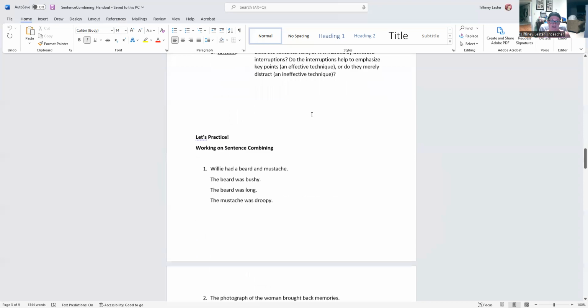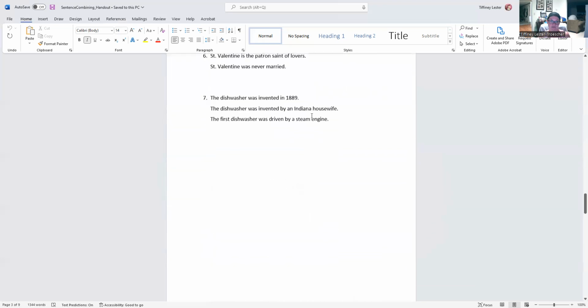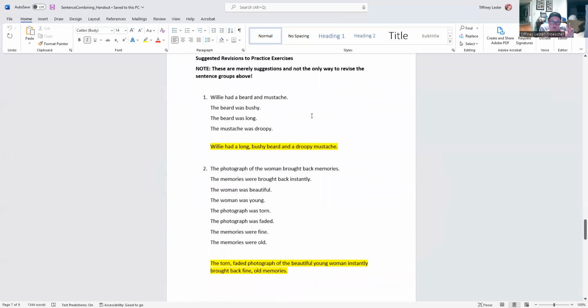All right, so let's look at a couple of examples here. And again, I'm going to go down to where I've provided the corrections. So we have this group of sentences here. Willie had a beard and mustache. The beard was bushy. The beard was long. The mustache was droopy.